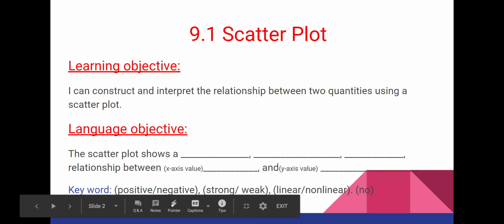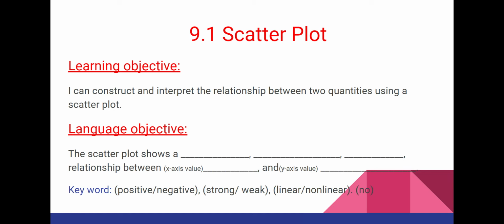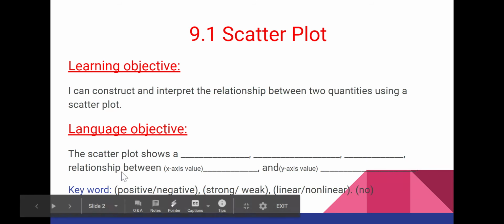Scatterplot. Learning objective: I can construct and interpret the relationship between two quantities using a scatterplot. The language objective you'll be using throughout the lesson is to explain if there is a relationship or not. Following this sentence stem, the scatter plot shows, use the keywords positive or negative, strong or weak, linear or nonlinear, or you can only say no relationship between the x-axis value and the y-axis value.